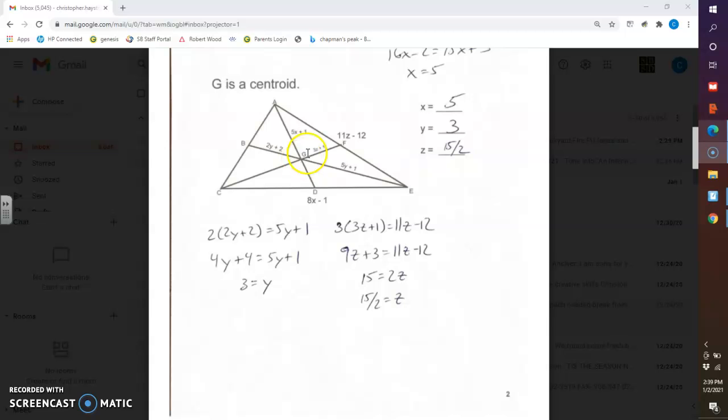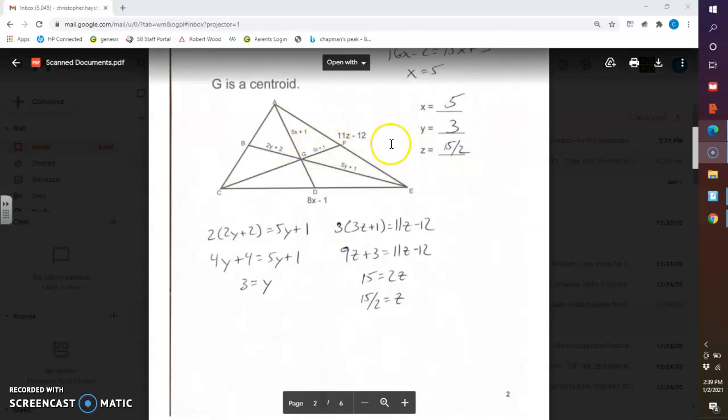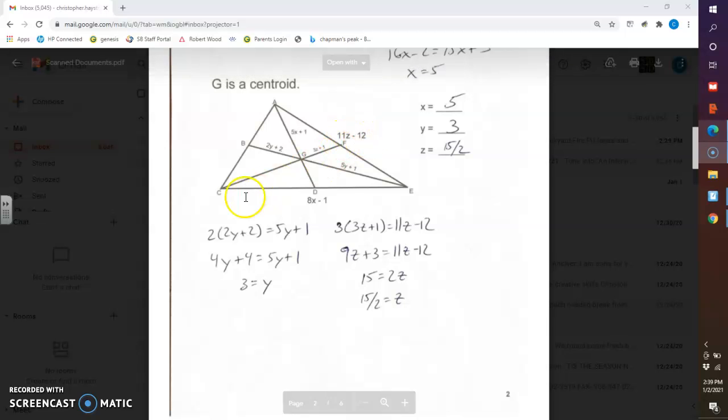The distance from the centroid to the midpoint is 1/3 the entire line. 11z minus 12 represents CF, excuse me. So if I triple 3z plus 1, which is multiplying it by 3, I can set that equal to 11z minus 12. 9z plus 3 equals 11z minus 12. Subtract 9z on both sides, add 12 on both sides. We get 15 equals 2z, and my z is 15 halves.